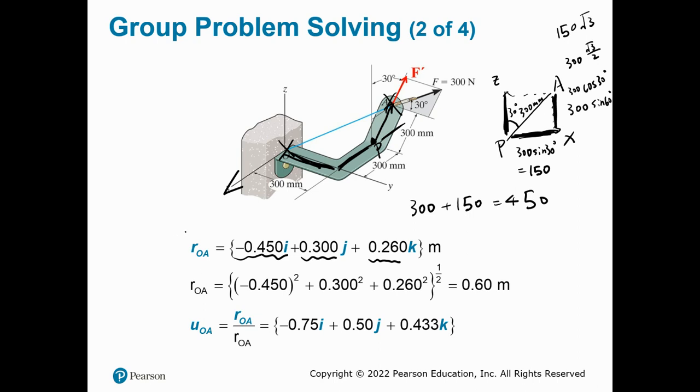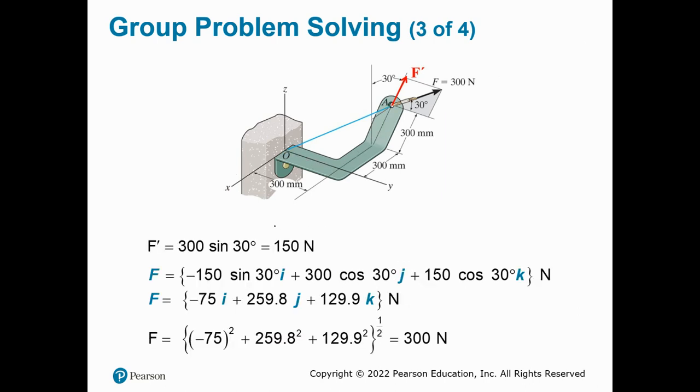This is the vector, and this one right here is the magnitude of the position vector, and this one, the u, will be the unit vector passing through point O and point A. Okay, and then we come back to our force. Again, with all these angles, we're going to project it twice. Number one, we're going to project that F into F prime.